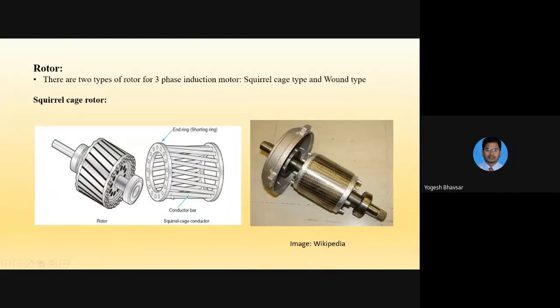In the squirrel cage rotor, this rotor looks like the cage of a squirrel, hence it is called squirrel cage. खारेचा जसा पिंजरा असतो तसं याचं construction आहे, म्हणून त्याला squirrel cage rotor.